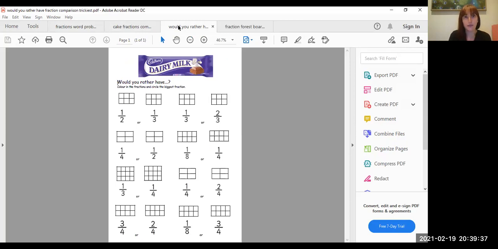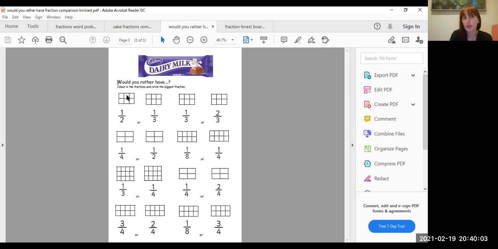Right, the trickiest sheet. The trickiest sheet then. This one, it's bars of chocolate, okay? So colour in the fractions, and this time you're going to circle the biggest one, okay? So you've got 2 bars of chocolate for each one. So 1/2 or 1/3, that's one question. 1/3 or 2/3, that's the next question, okay? The bars have already been set out for you, so you've just got to colour in the right amount.